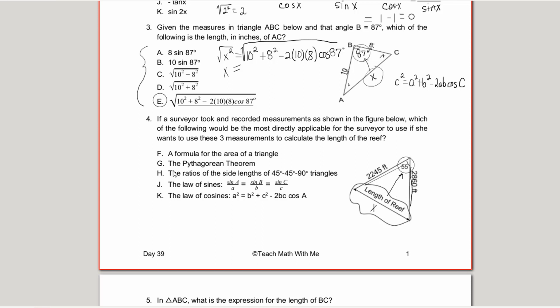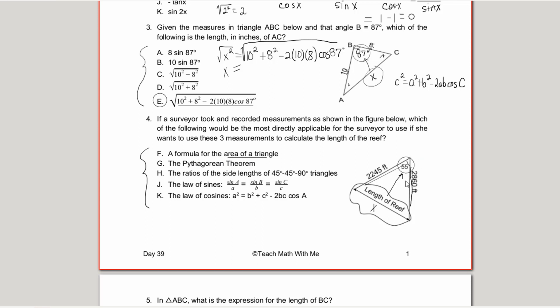So now if we may read the question and not quite understand what we're looking for, let's see if the answer choices can help us figure out what we need here. It asks which of the following would be most directly applicable. What does the surveyor need to calculate the length of the reef, that third length of that triangle? Would the surveyor need a formula for the area of the triangle?